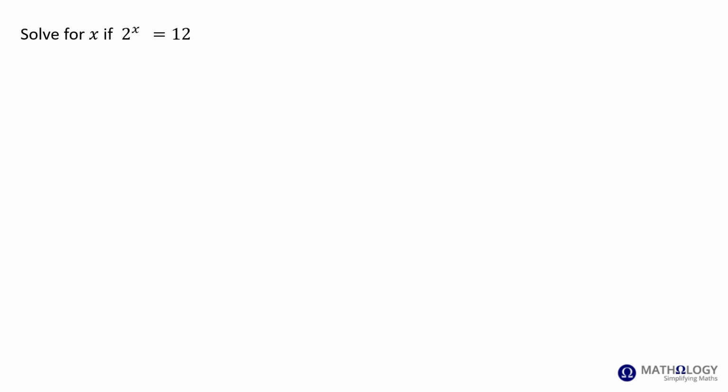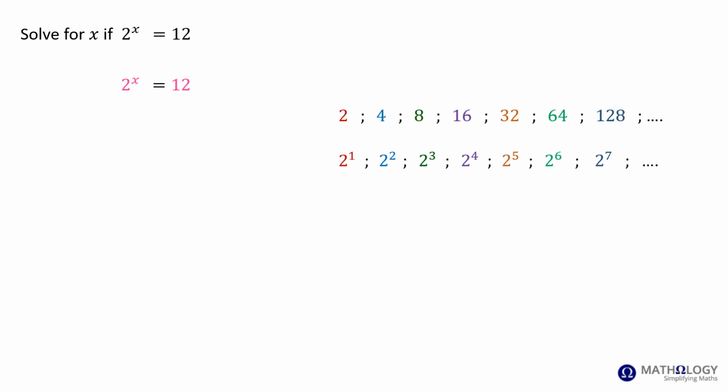Since the exponential term is 2 to the x, we will list the first few powers of 2. 12 lies between 8 and 16, so we know that x is some value between 3 and 4. Since 12 lies directly between 8 and 16, we will start with x equals 3.5. Note that just because 12 is exactly halfway between 8 and 16, it does not mean that x is exactly halfway between 3 and 4, as we are dealing with an exponential term.